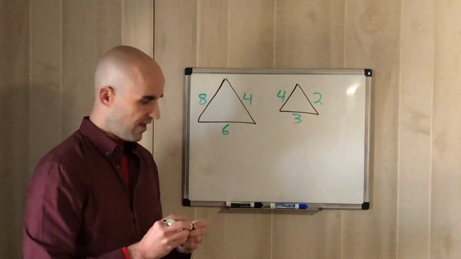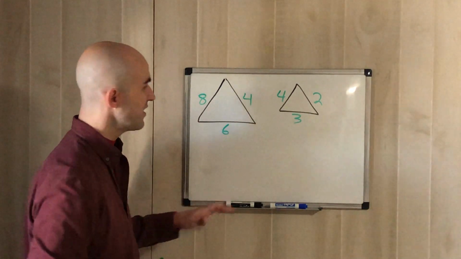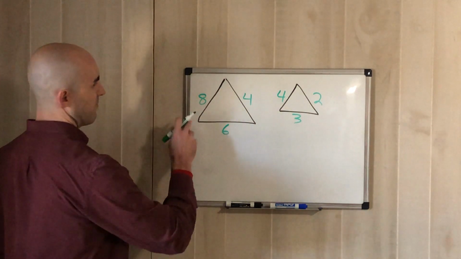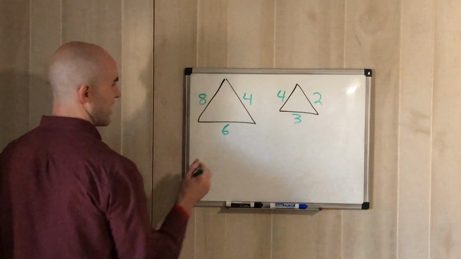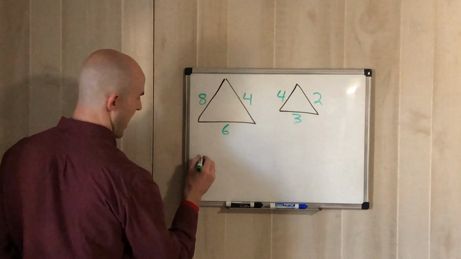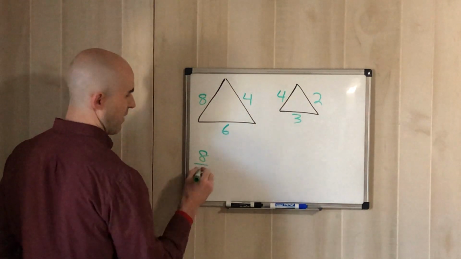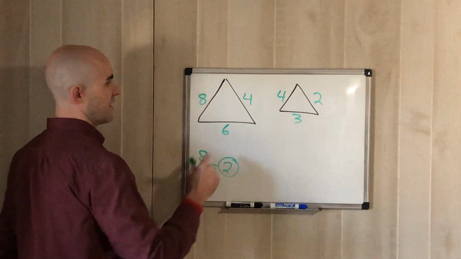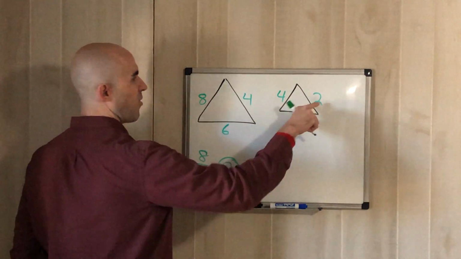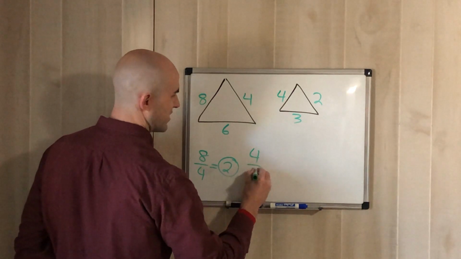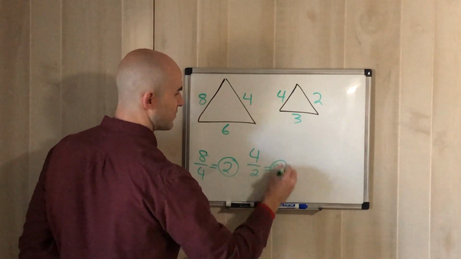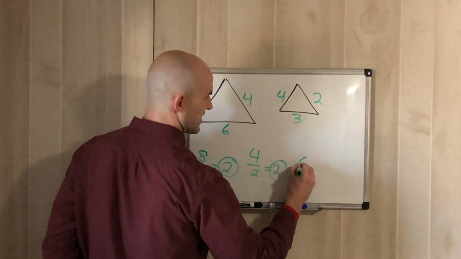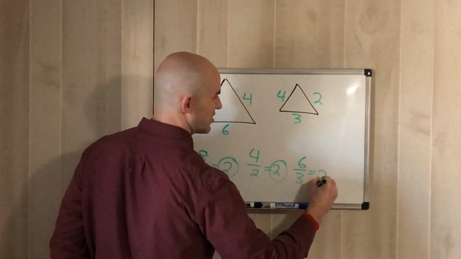So what I wanted to show you first and foremost is to figure out if these two are similar or not. The way that you always figure out if they're similar or not is calculating scale factors. We always match the biggest side with the biggest side. The biggest side in this case is 8, so we would do 8 divided by 4, which gives us 2. Next, smallest side with the smallest side: 4 divided by 2 gives us 2. And then the middle side with the middle side: 6 divided by 3 equals 2.